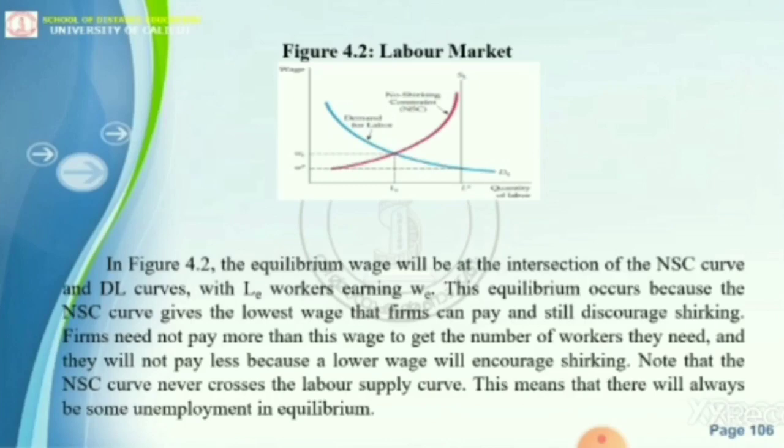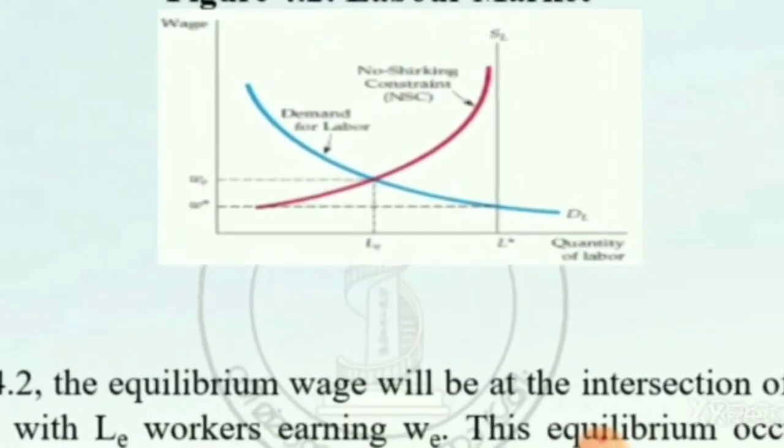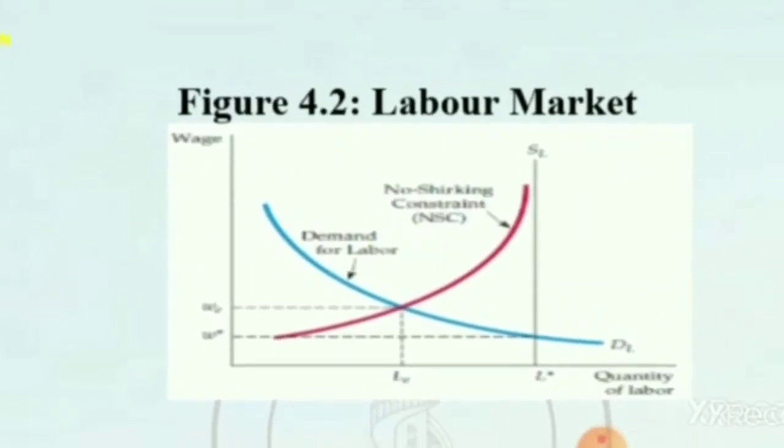And then where we reached, firms need not pay more than this wage to get the number of workers they need, and they will not pay less because a lower wage will encourage shirking. Note that the NSE curve never crosses the labor supply curve. This means that there will always be some unemployment in equilibrium. You just look into it.